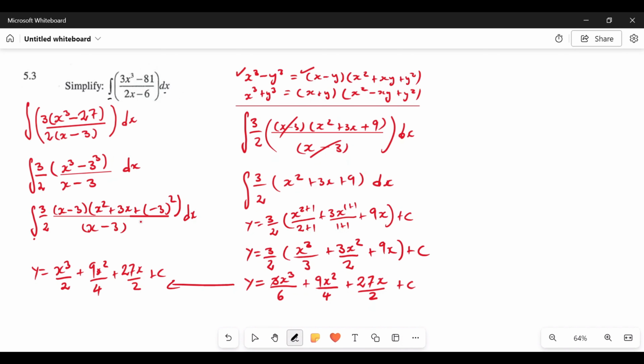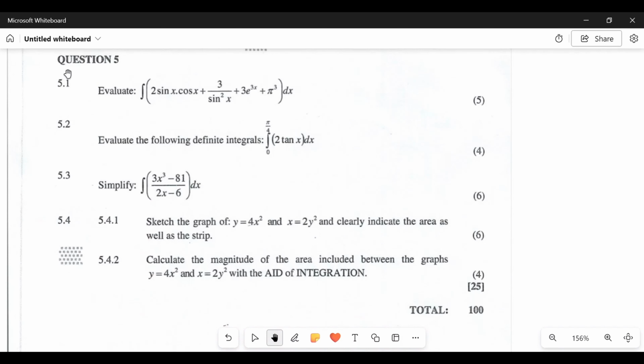Alright guys, so this is 5.3. We are done with 5.3. How about we do 5.4? Right, let's look at 5.4. Now 5.4 consists of two questions. So we're going to start with 5.4.1, and then we're going to do 5.4.2 later on. So let me just copy this 5.4.1 and then paste it with a space, and let's solve it.